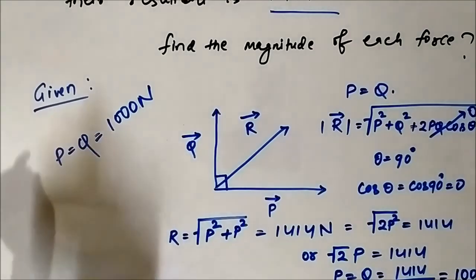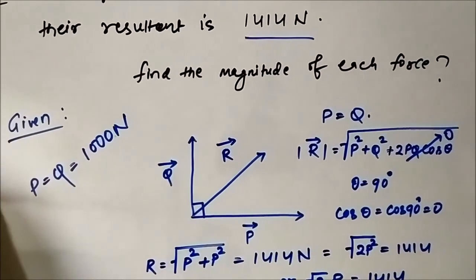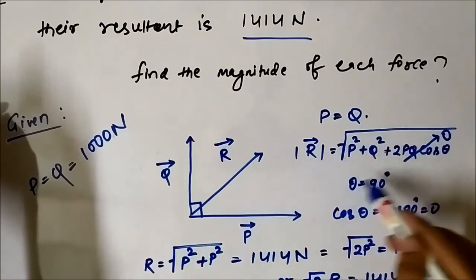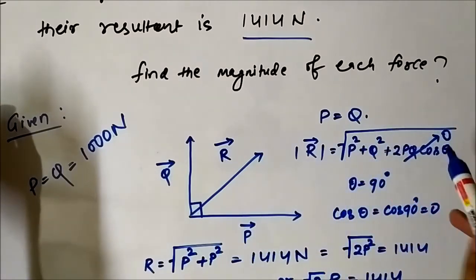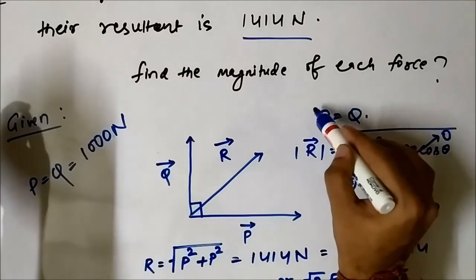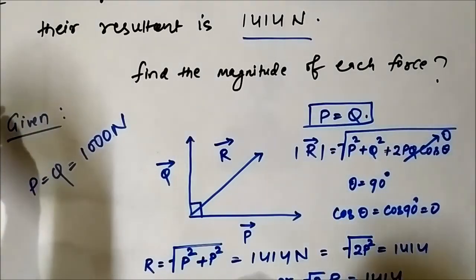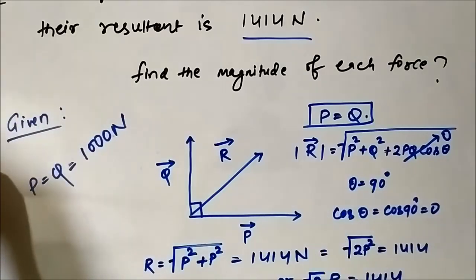Okay, so this was a very basic and simple question. All we had to do was to put this formula, substitute the values, and this is a very important relation here, P is equal to Q, and we got the answer.